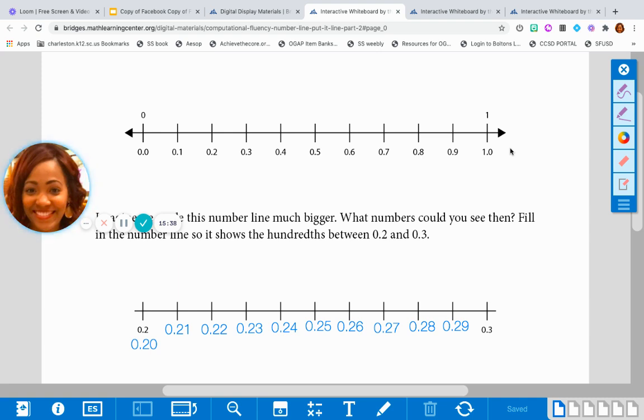So this month, we're going to be talking about decimal numbers on a number line. We're going to be comparing decimals on a number line. So hopefully you stayed with me.